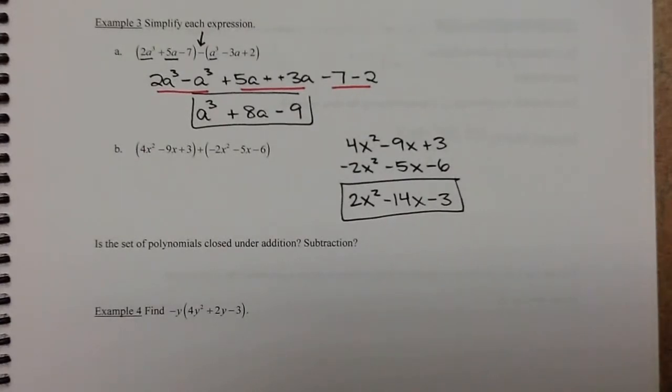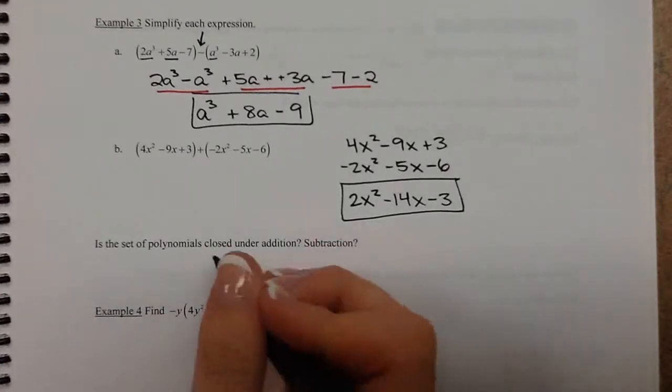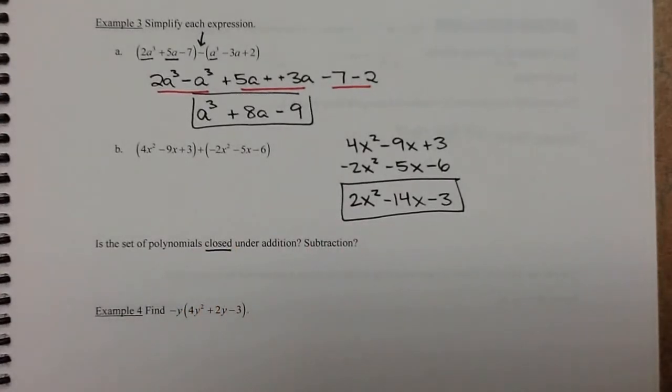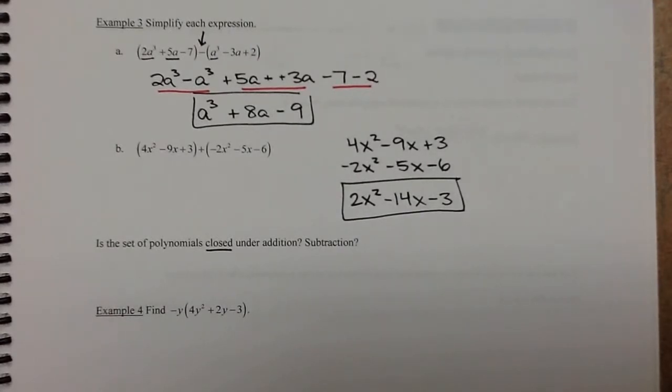So is the set of polynomials closed under addition and subtraction? So what closure means: closure means that if you add 2 polynomials together, what you get is still a polynomial. And closure under subtraction means if you subtract one polynomial from another, what you get is still a polynomial.